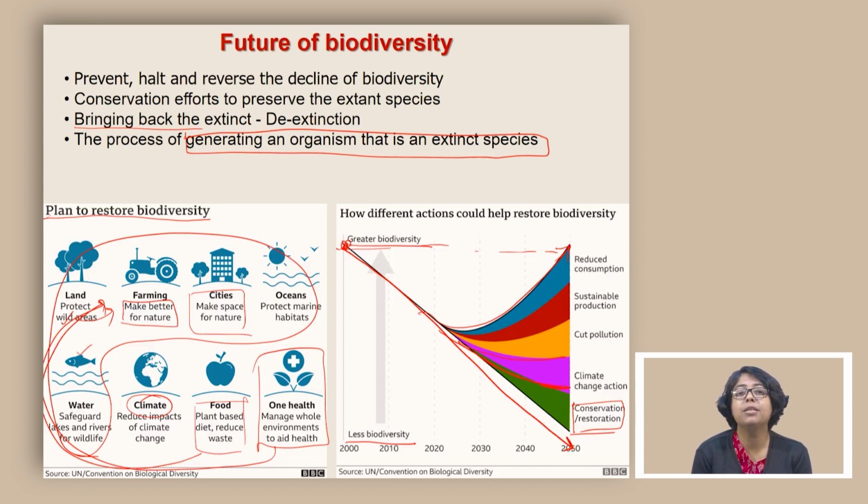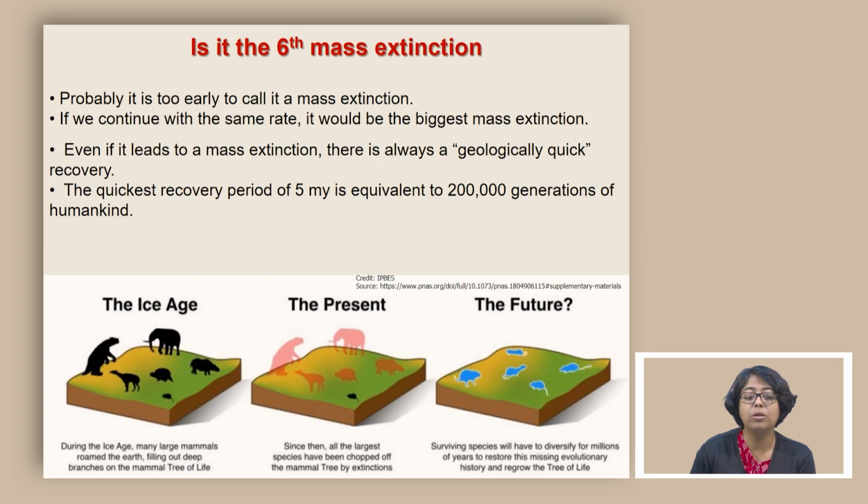However, it will be a significant amount of time, and in human time scale, it is really a long time. So, is it a sixth mass extinction? Probably it is too early to call it a mass extinction simply because we are looking at a very small time. But one thing is for sure, that if we continue with the same rate, it would be the biggest mass extinction that the earth has ever seen.